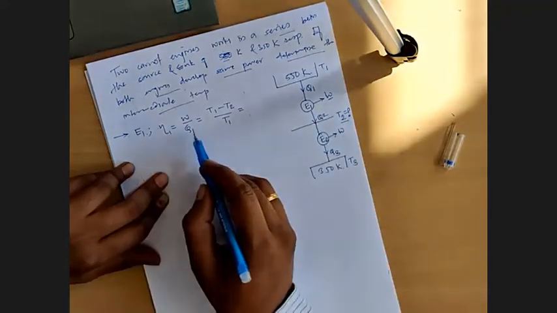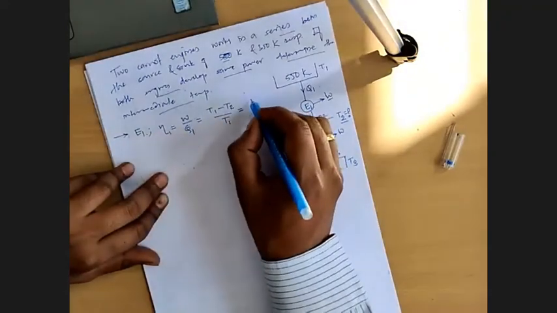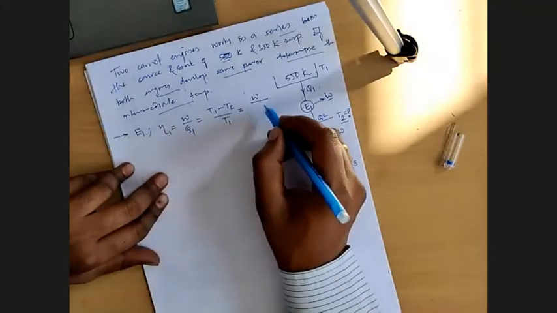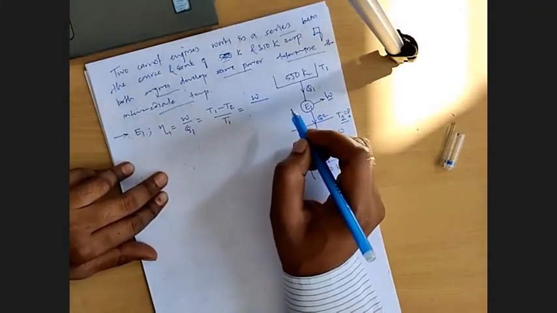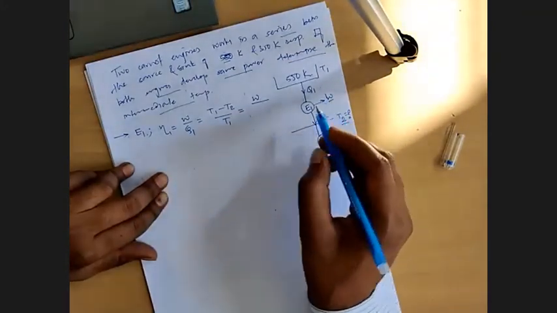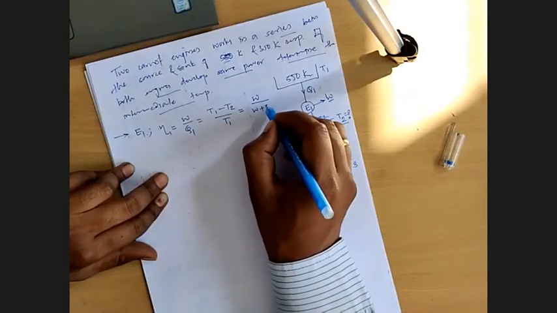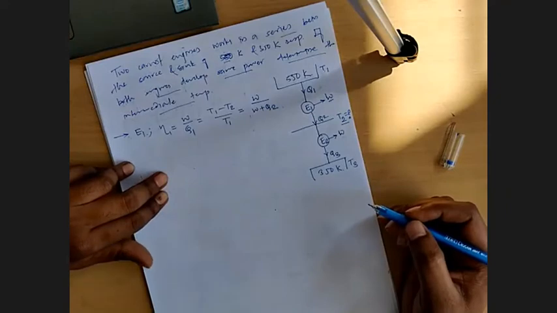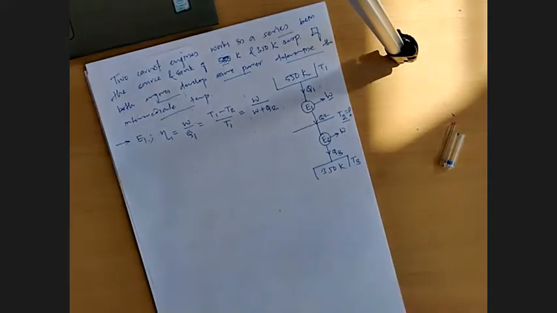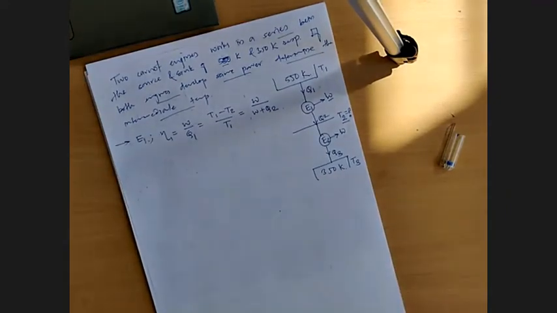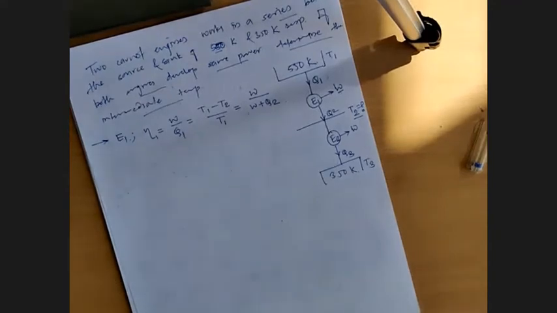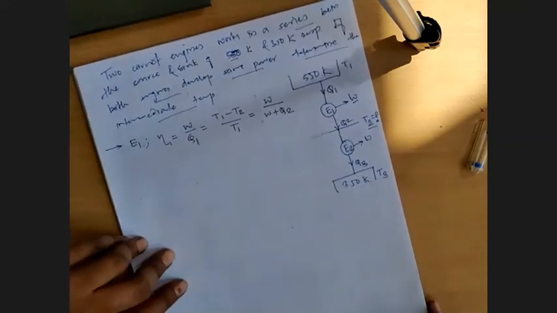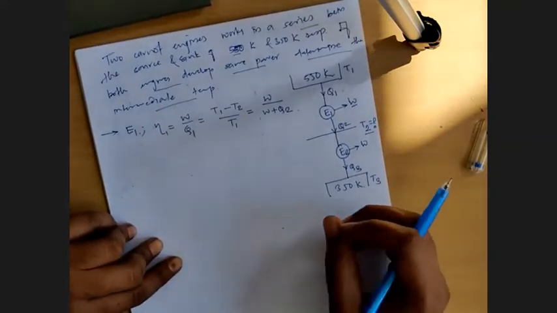So this Q1 we are going to replace: thermal efficiency is equal to W by Q1, and Q1 will be replaced by W plus Q2. Is that fine, or anybody has got any doubt, any query? Is that fine, Umesh? Yes, sir. Okay.